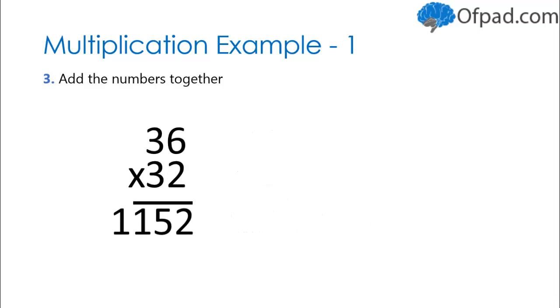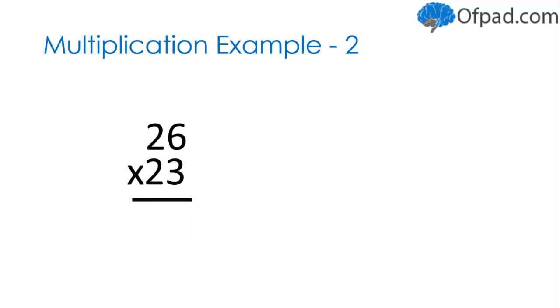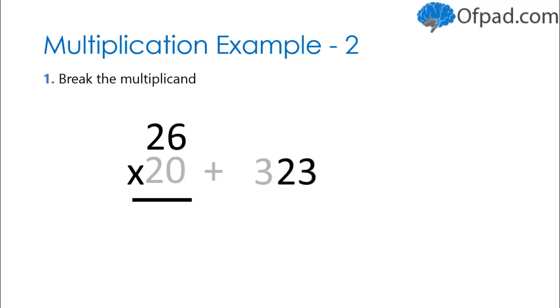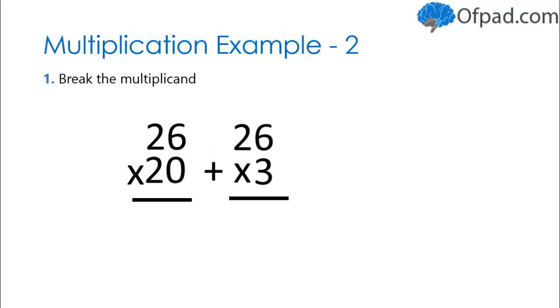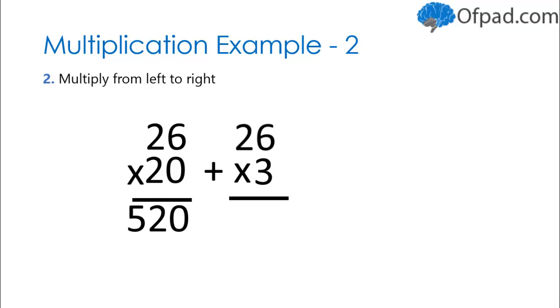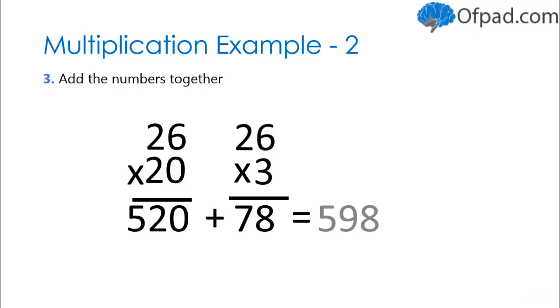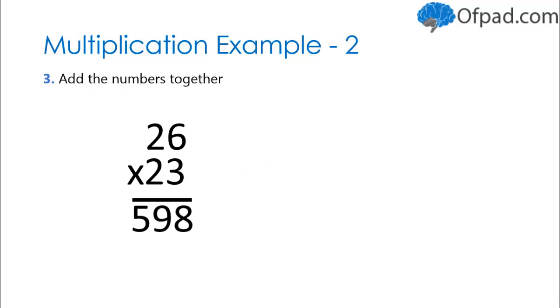Let us try another example. Let us multiply 26 by 23. Break the multiplicand. 23 is broken down as 20 plus 3. Multiply from left to right. 26 into 20 gives 520. 26 into 3 gives 78. Add the individual answers together. So 520 plus 78 gives 598.